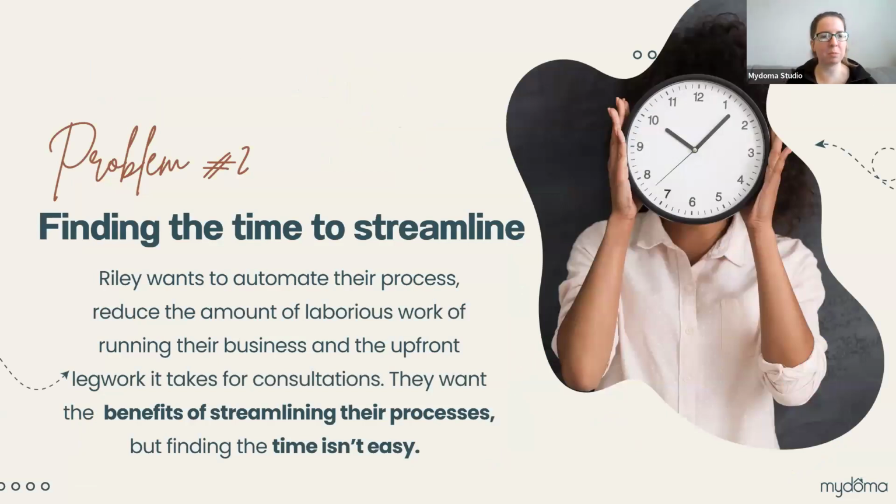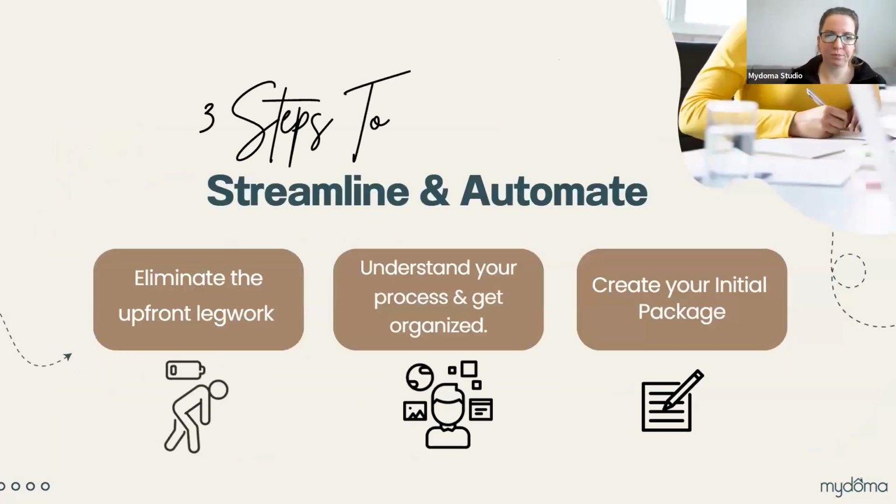Apparently we don't have a problem number one. We start with problem number two. Finding the streamline. We are all busy. We all know that, especially with the new year. Everybody's trying to refresh and restart things. And then come spring, everybody wants to have that refreshed look already in their homes. Things are starting to pick back up after the holidays. So Riley wants to automate their process to reduce the amount of work running their business and the upfront legwork it takes for consultations. They want the benefits of streamlining that process, but finding the time isn't easy.